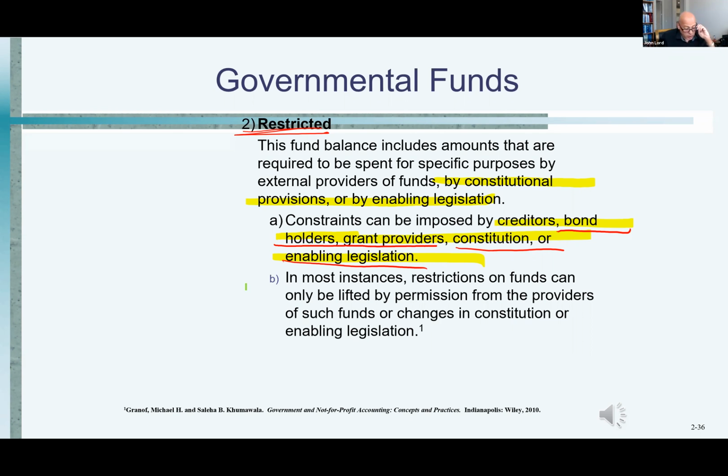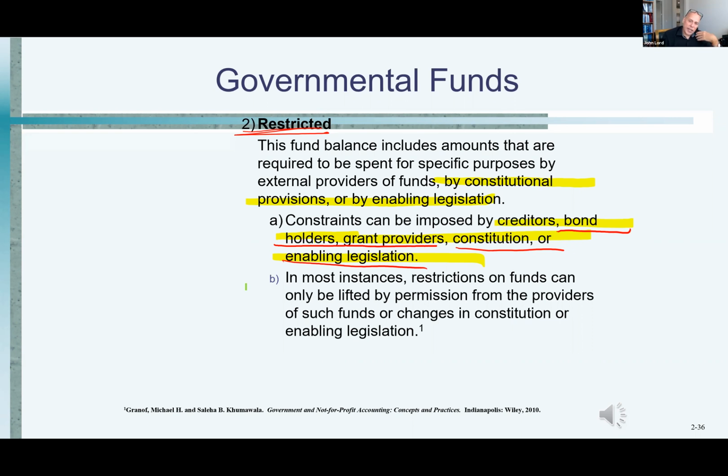Okay, so when we're talking about restricted, it means that they are restricted by constitutional provisions or by enabling legislation, or by restrictions imposed by individuals or entities outside of the government. Let's talk about that one first. For example, bondholders, what happens?